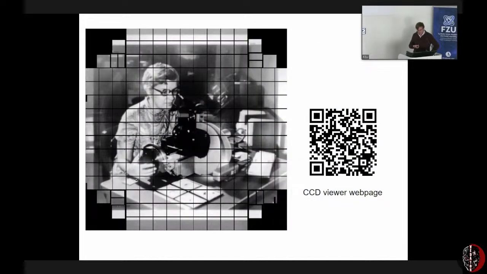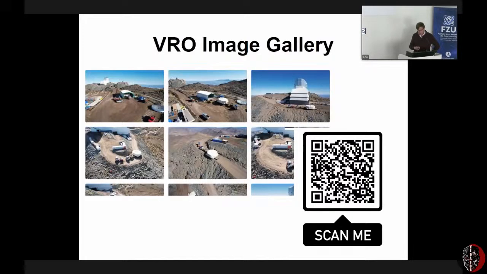Okay, so now let me show again this image of the focal plane. If you go to the QR code, you end up at the CCD viewer webpage at SLAC. That will allow you to zoom in almost to a pixel level in this image. And that's another QR code for a website where Vera Rubin Observatory keeps the image gallery, which is updated weekly. So you can look at that as well.